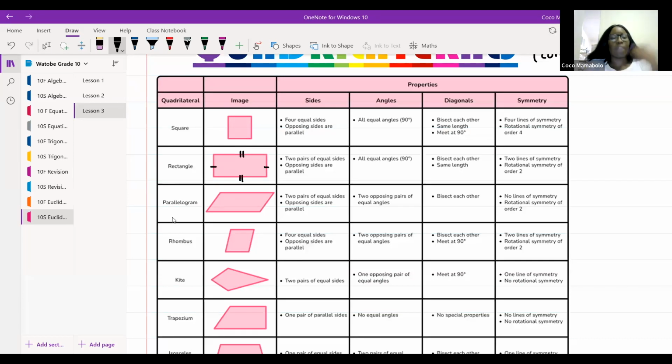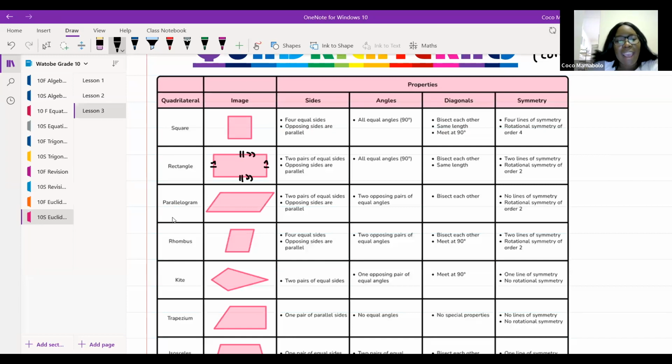Only two sides are equal. Yes. This side and the short sides are equal, and the long sides are equal. Okay. Anything else? What else do we know about the sides? That's it. Good. Remember, the opposite sides are parallel. So this side is parallel to that side, and this side is parallel to that side.